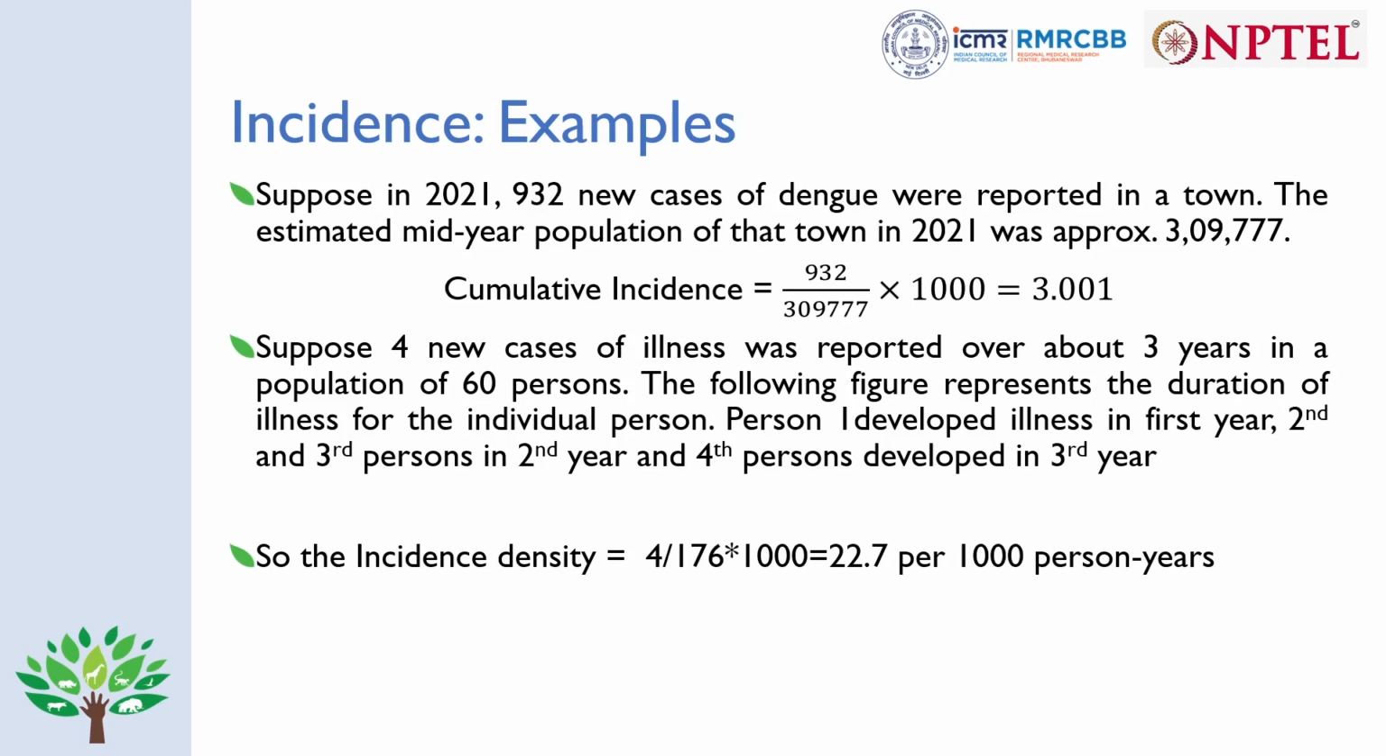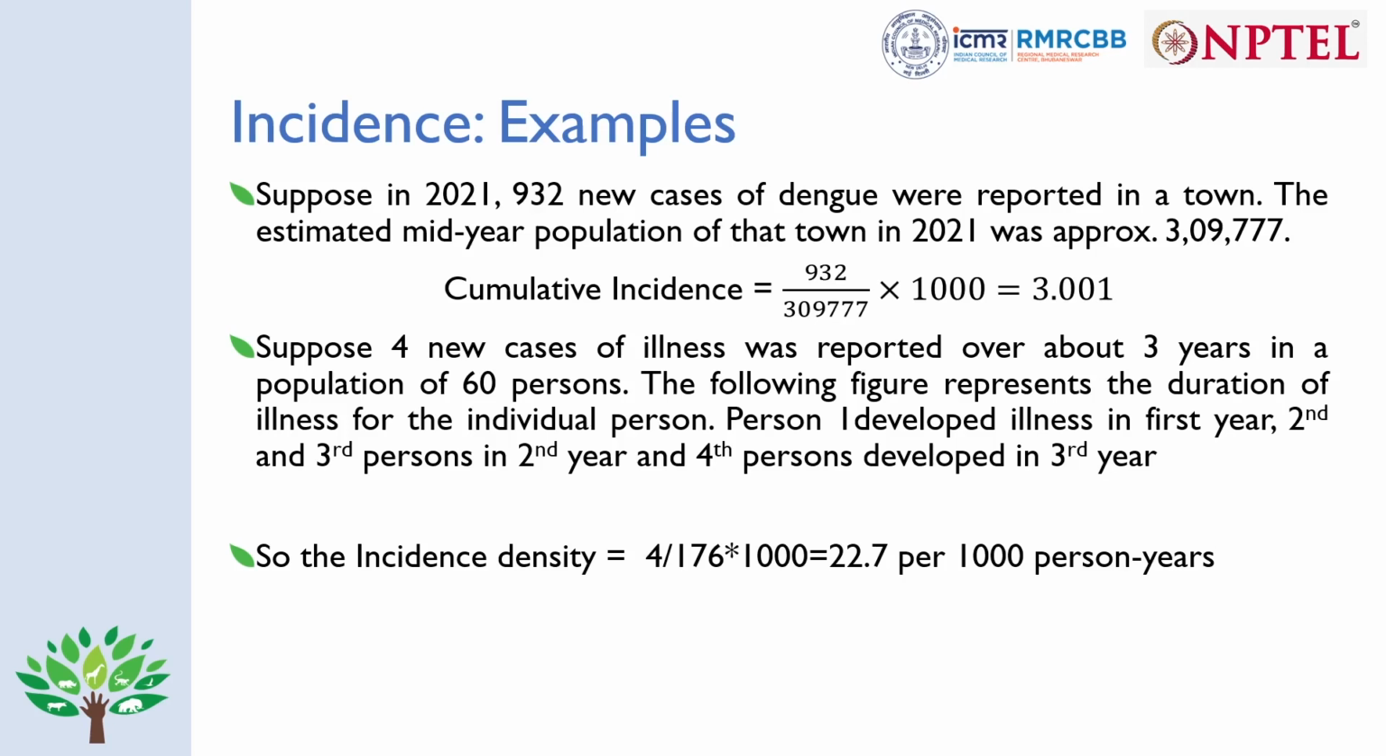Suppose in 2021, 932 new cases of dengue were reported in a town, and the estimated mid-year population of the town in 2021 is approximately 3,09,777. So the cumulative incidence, or the incidence proportion, will be 932 divided by the total population at risk, that is the total population of the town, 3,09,777, into 1000, which is equal to 3.001.